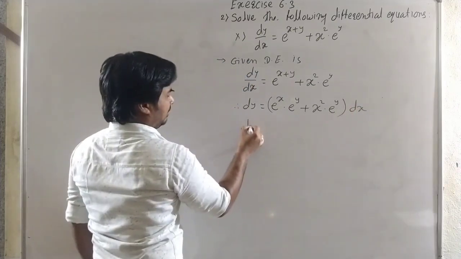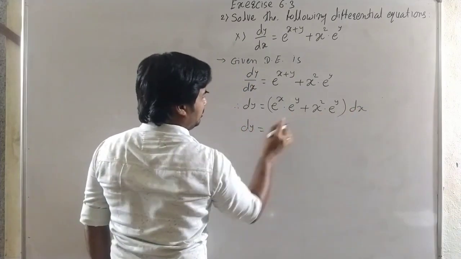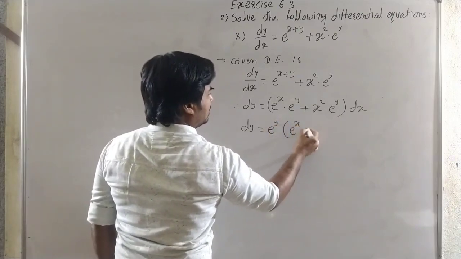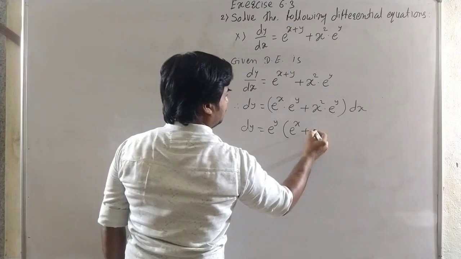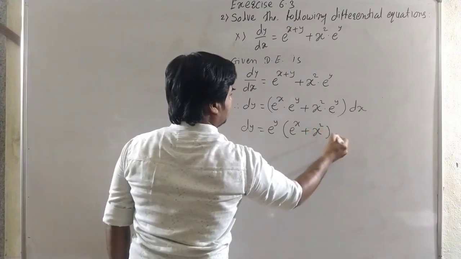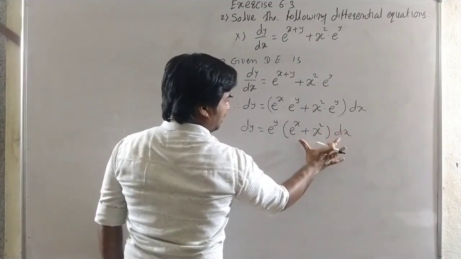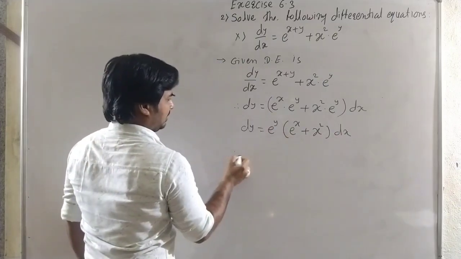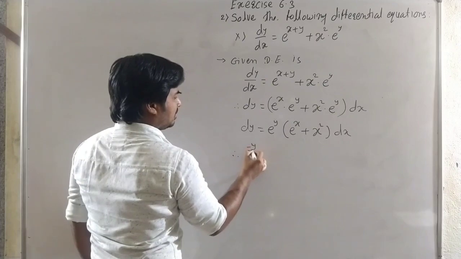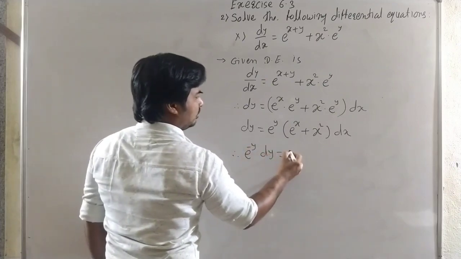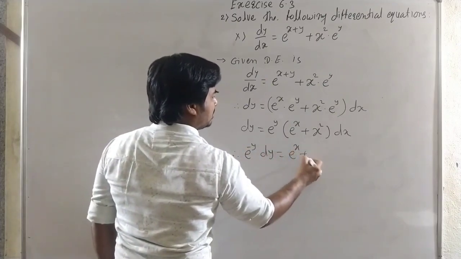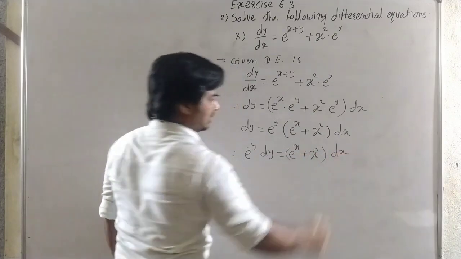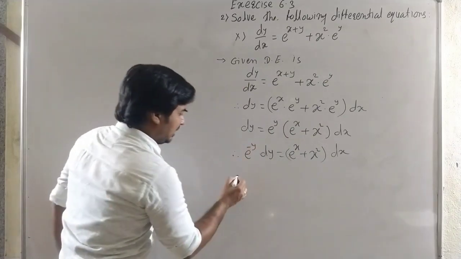Then dy is equal to, here e raised to y taken common, e raised to x plus x square dx. These are only x terms, and the y terms we take to the LHS. Therefore, e raised to minus y dy is equal to e raised to x plus x square dx. Now the variables are separated, taking integral on both sides.